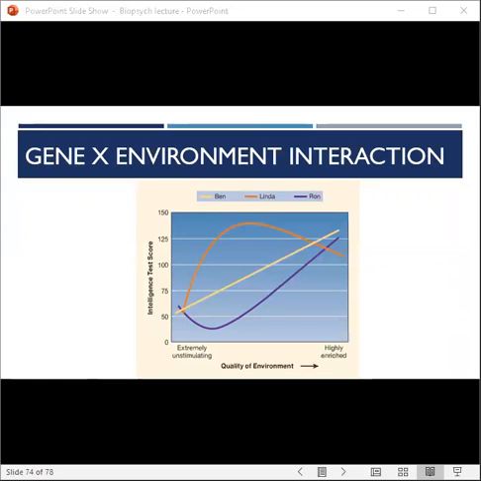And they all end up at about the same IQ point in the highly enriched area, but their paths look drastically different. And so this helps to highlight the interactive effect of both our genetic composition, so what makes us up, but also the environment that we are living in.